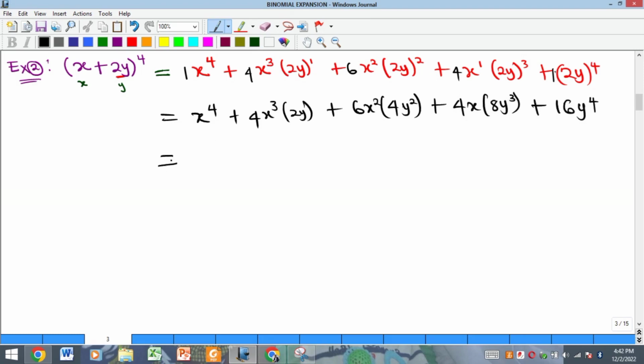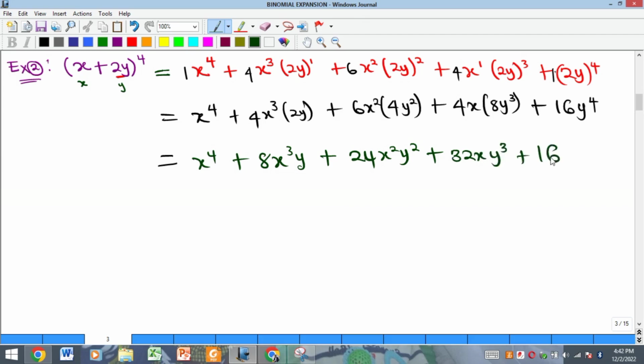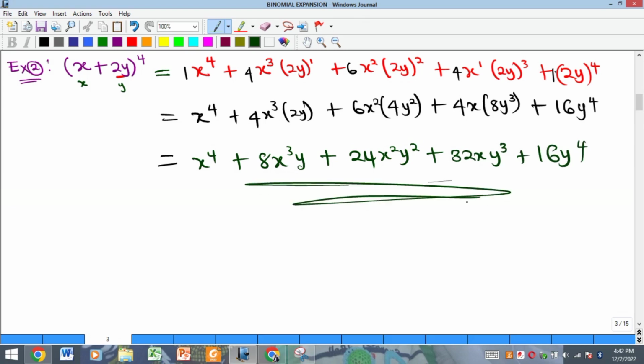So if I open the bracket, finally, I am going to have x to the power of 4 plus 2 times 4 here will give me 8x to the power of 3 times y, then plus 4 times 6 here will give us 24, x to the power of 2, y to the power of 2, plus 4 times 8 here will give us 32, then x to the power of 1, y to the power of 3, and finally we'll have 16 y raised to the power of 4. And that's the solution. And of course, you can check for each of the combination of terms we have here, the sum of the exponents is always equal to 4. Okay, and that's the solution for this example.